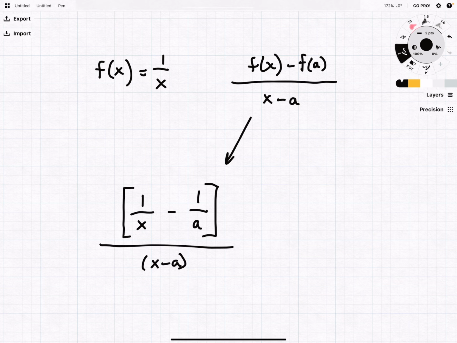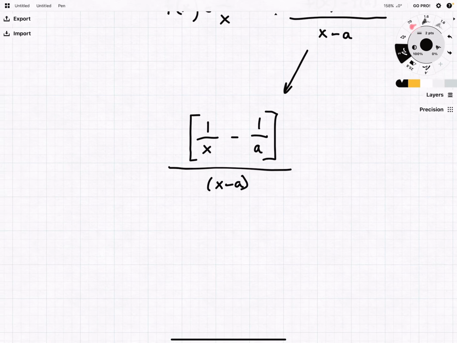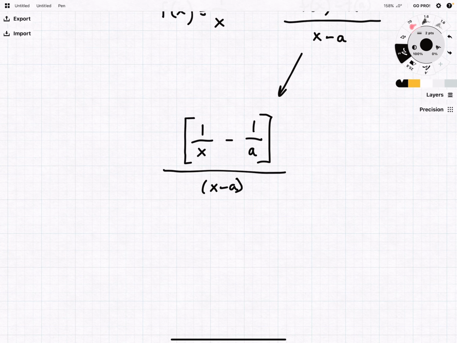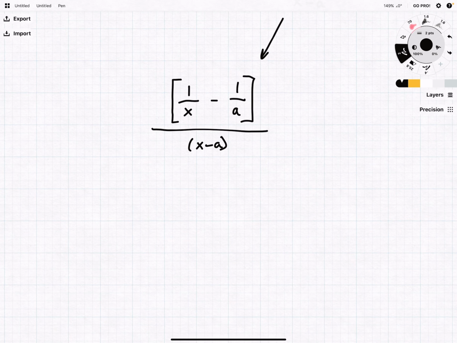You can see I've guarded all of this with parentheses and brackets because we really need to be careful about just canceling things out for the sake of doing so. We have to guard everything and make sure that it's all under a common denominator before doing anything like that. So let's do that first. Let's get all of this under a common denominator.